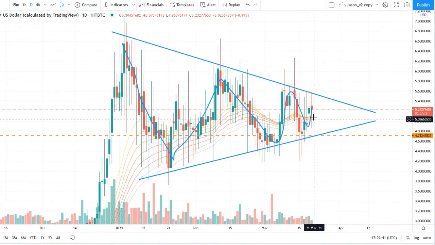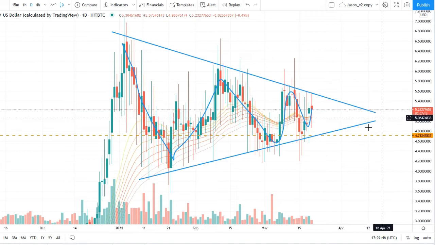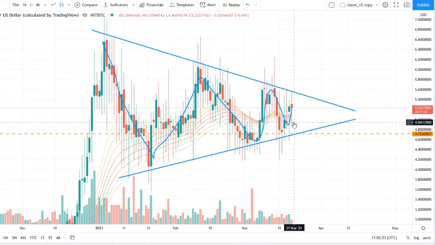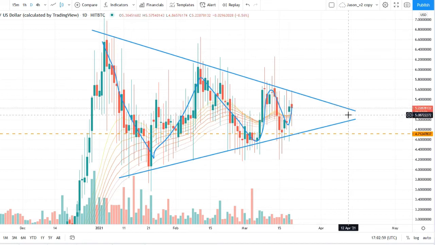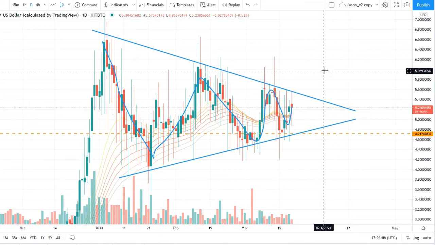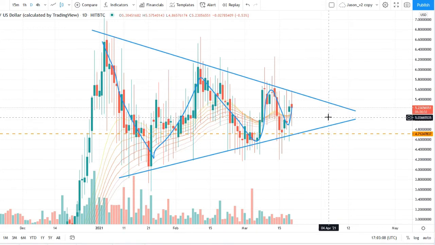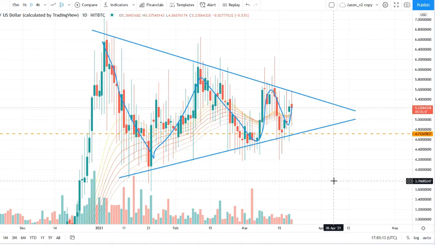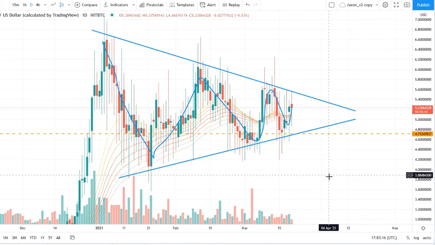And what this means is the closer we get to the apex of the triangle, the higher the probability of a breakout. So my prediction based on these technicals is we will see a breakout between now and April. So it can occur any time between now and April. And given the symmetrical triangle, technical analysis says that the likelihood of an upwards breakout is the same as a downwards breakout. Now, this is when fundamentals come in.